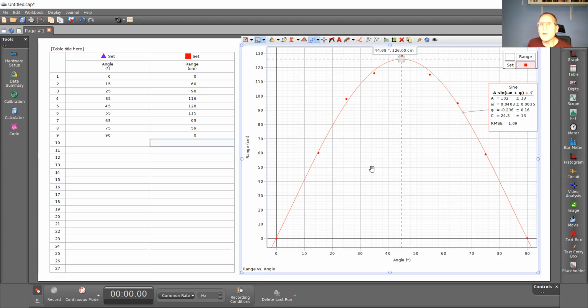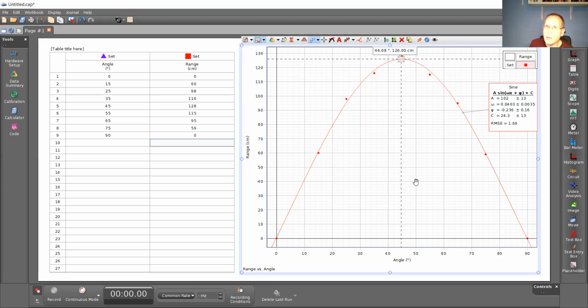Okay, so now we found what we want, right? So if you look at these coordinates, this 44.68, that's our optimal angle experimental. And the 126.00 is our maximum range experimental, right? Those are our experimental values for the optimal angle and the maximum range, right? That's how you get them.